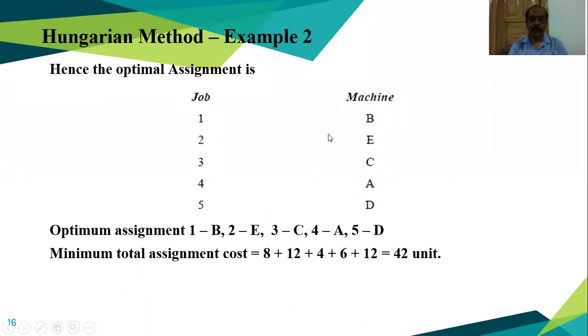So next we are considering a maximization problem. For a maximization problem, we have to convert it to a loss matrix. That means the profit matrix, we have to convert it to the loss matrix.